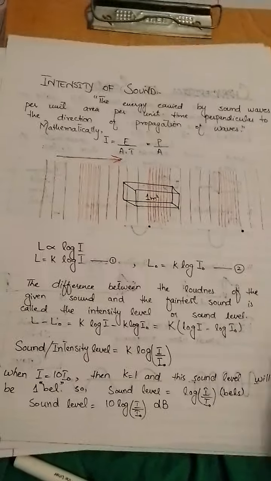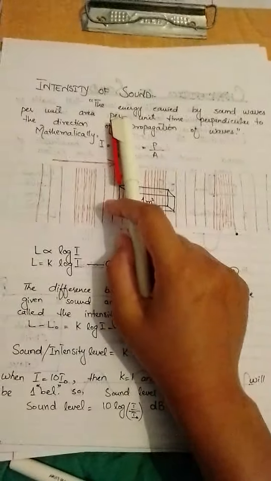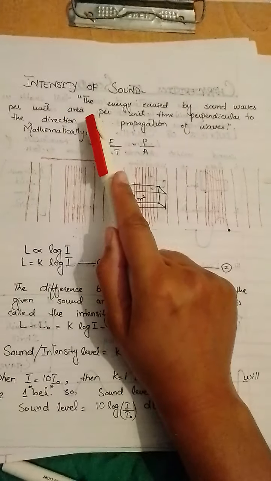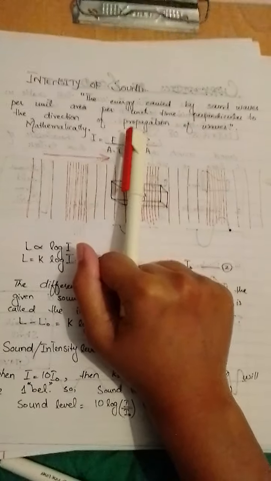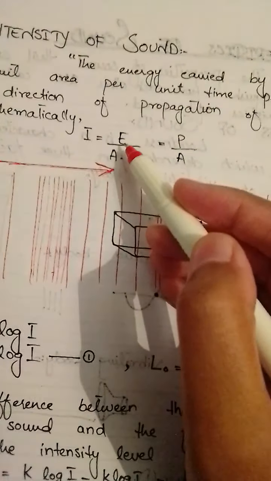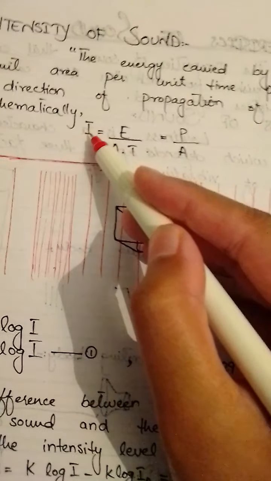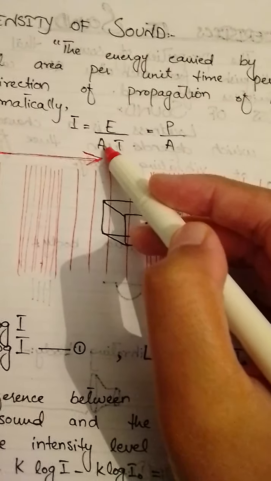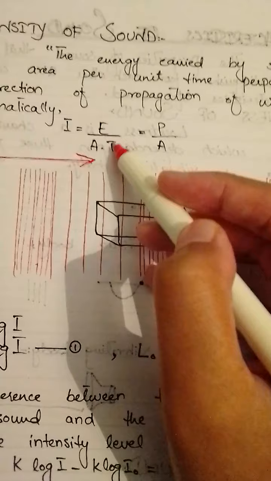Now, coming to the third one, the intensity of sound. Okay, this one is going to take a little bit more time. Intensity of sound is the energy carried by sound waves per unit area per unit time, perpendicular to the direction of propagation of the wave. So mathematically, here the intensity is directly proportional to energy. The more the energy, the more intense the sound wave would be. Intensity equals energy divided by unit area and unit time.